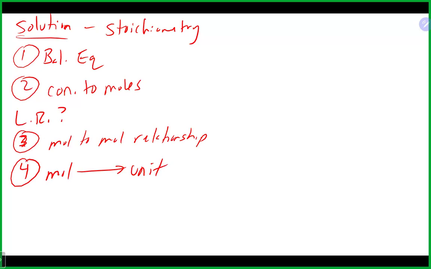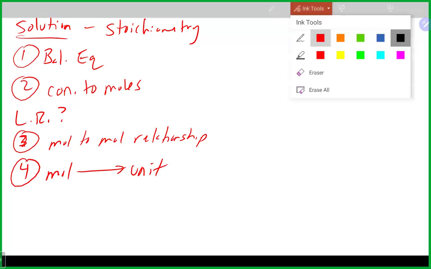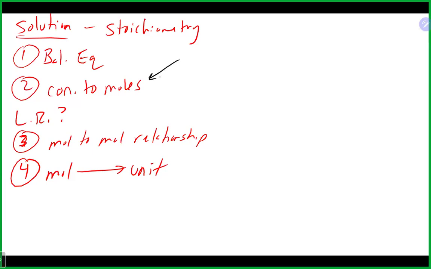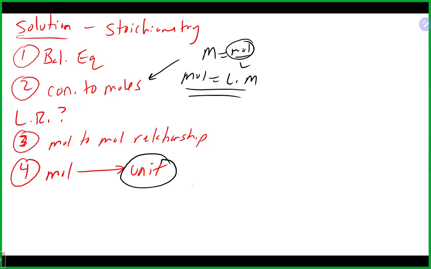And I would say very commonly, as we talked about last time, in step number two, instead of doing grams to moles, which you may still do in a traditional stoichiometry problem, a lot of times we will use our molarity equation and solve for moles, which will be liters times molarity. So that's a very common second step in solution stoichiometry. And then at the end as well, it's very common to use molarity.